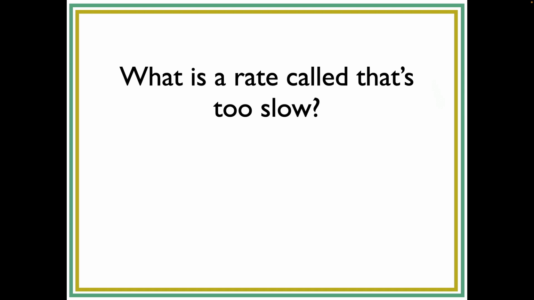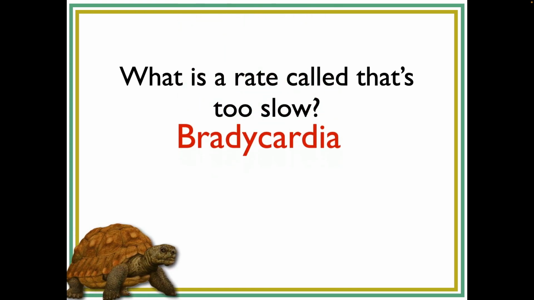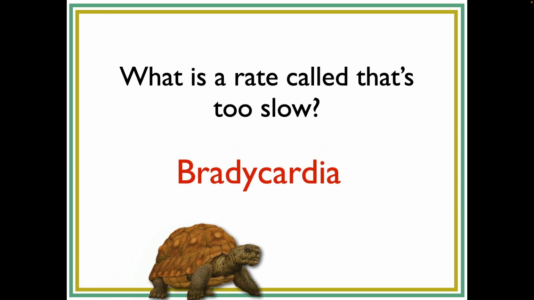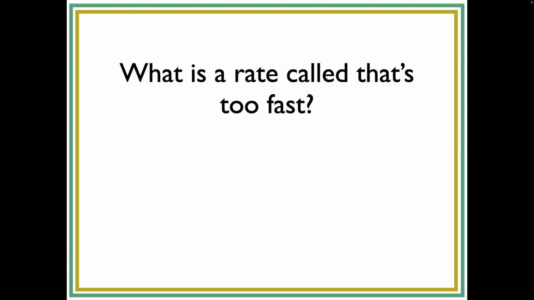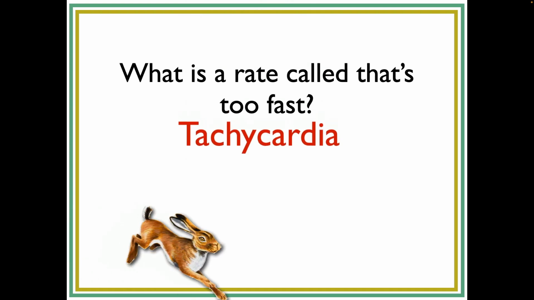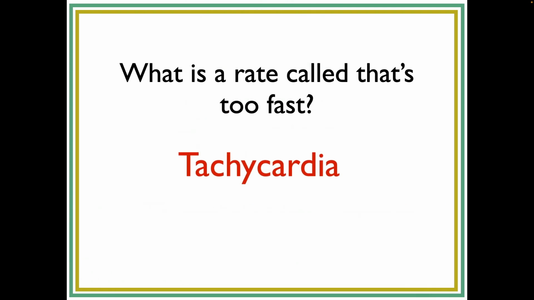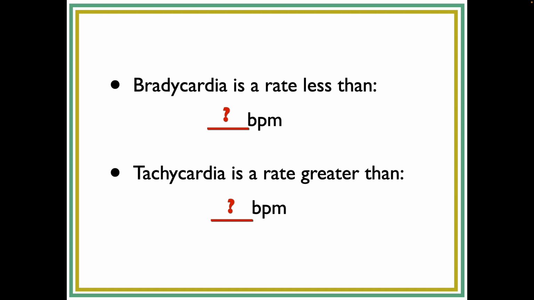Okay, let's go to something a little less controversial. So, Natalie, what's a rate called that's too slow? Bradycardia. Yeah, bradycardia. And Grace, what's a rate called that's too fast? Tachycardia. Okay. And Andrew, bradycardia is a rate less than what? 60. Okay. And Koa, tachy is a rate greater than what? 100. Yes, 100. Okay.